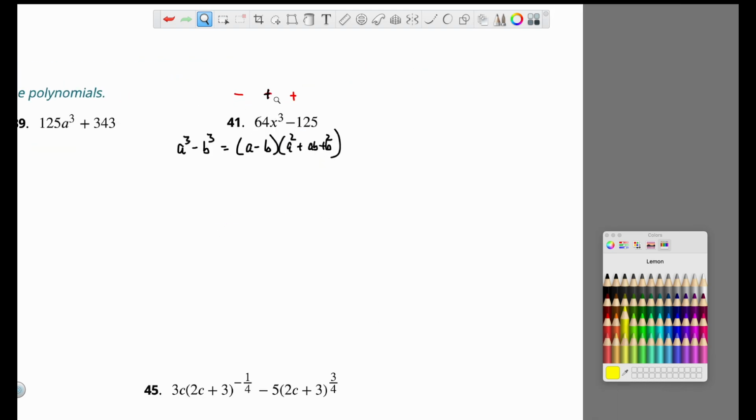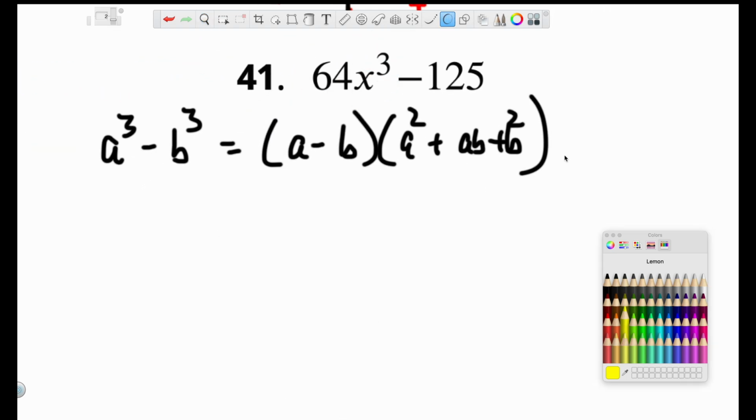Okay, might as well do the difference of cubes. So my a term in this case, if I take the cube root of this right here, what's the cube root of 64? It's 4. So 4x is my a term. And then my b term over here, what's the cube root of 125? It's 5.